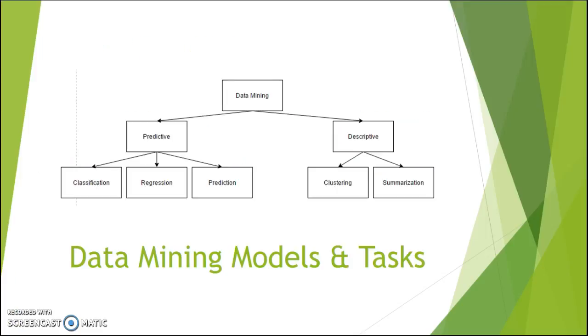Next, data mining includes two important parts. The first one is predictive and the second one is descriptive. In the predictive part, we have three kinds of practice. The first one is classification, the second one is regression, and the last one is prediction. On the other hand, we have clustering and summarization. It's the only data mining model and task that we're going to use in our project.